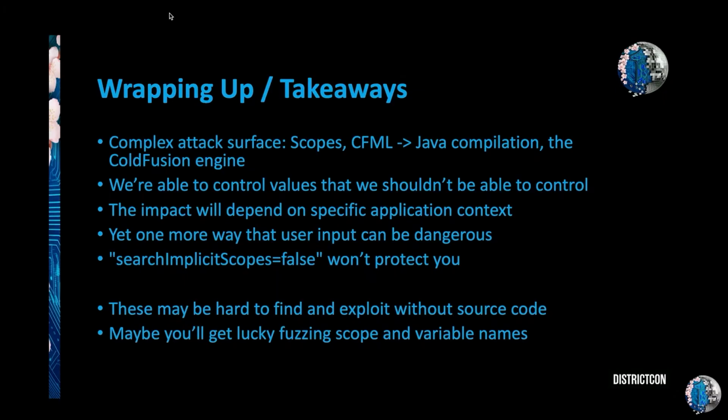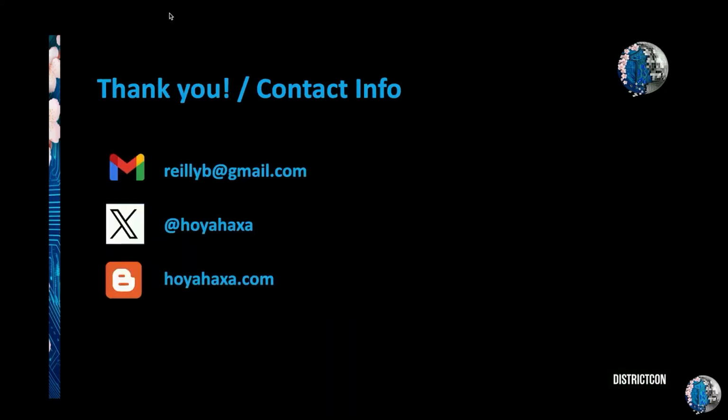And kind of bottom line, if you're looking at this from an offensive or a testing perspective, this is probably a vulnerability that you're going to need source code to find. You may be able to get lucky with a little bit of fuzzing, looking at default application scopes and variable scope names, just to see, hey, when I send this in, do I get an error message indicating that something could be here? But yeah, that's really it.